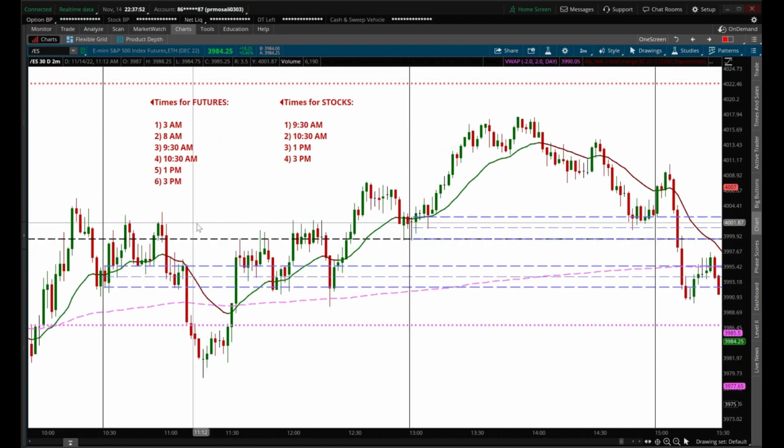So just make note of these times. These are the times that I use, and of course look at my other video where I'm talking about various indicators on the charts.